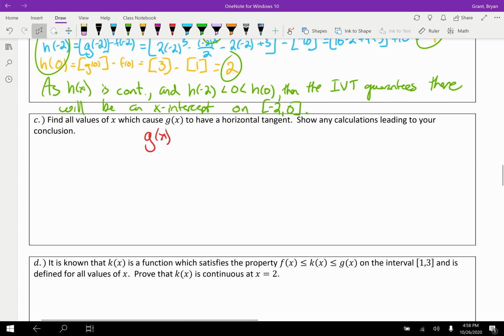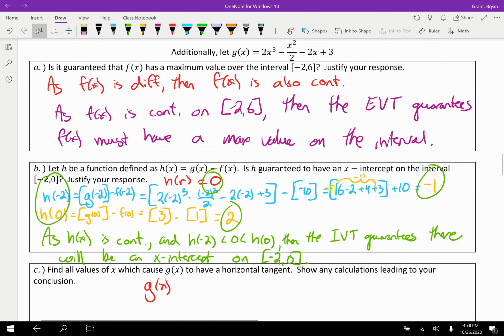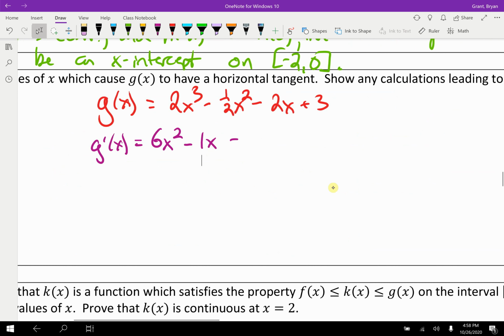So let's start with g of x. I think g of x up here, 2x cubed. Let's move the screen like this. There we go. 2x cubed. I don't like this x squared divided by 2. I'm going to leave it as 1/2 x squared. I think students tend to be a little more comfortable with that. And then we, of course, need our derivative. So g prime of x, this becomes 6x squared minus 1x, 2 times 1/2, right, minus 2.